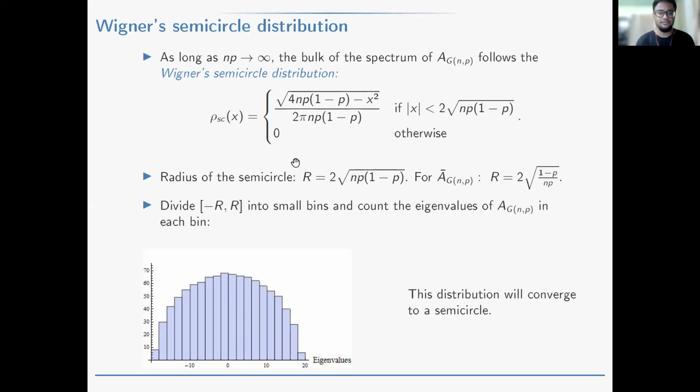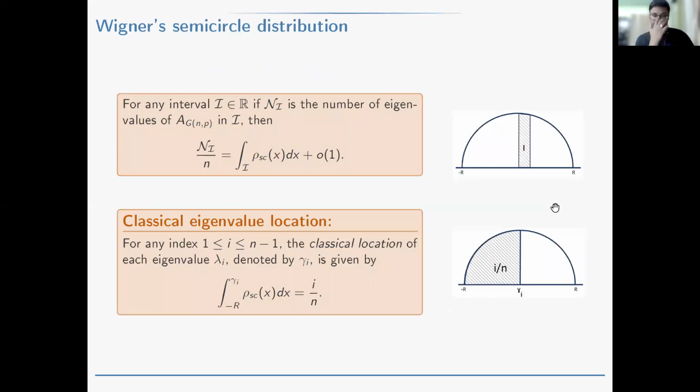So what does it actually mean that the bulk of the spectrum converges to a semicircle distribution? Take a line between -r and r, divide that interval into small bins, and count the number of eigenvalues in each bin. Do a histogram analysis, and what you will see is that the distribution converges to a semicircle. That's essentially what the Wigner semicircle law tells us: the distribution of the eigenvalues of the adjacency matrices of this random matrix converges to a semicircle with this radius.